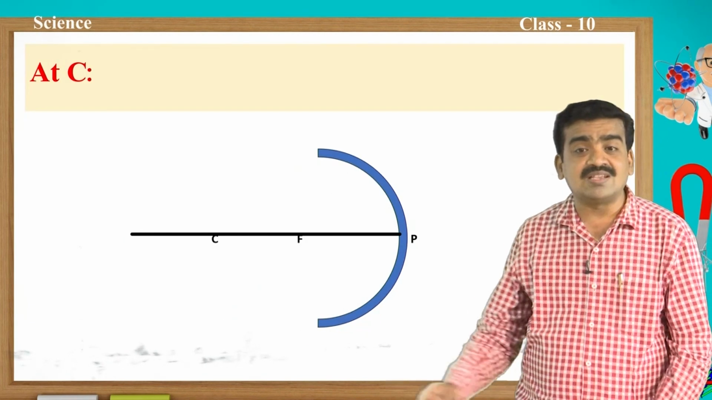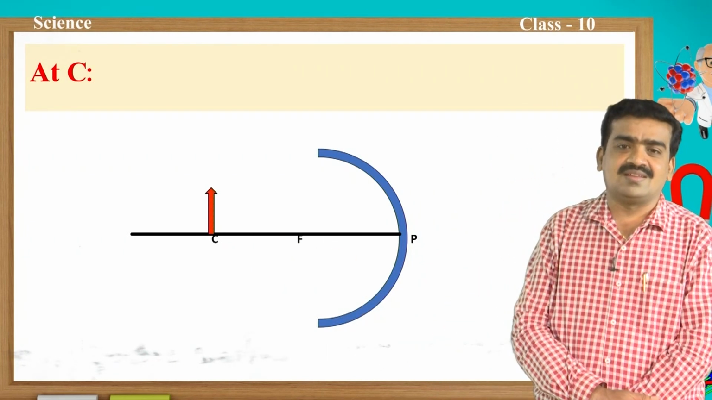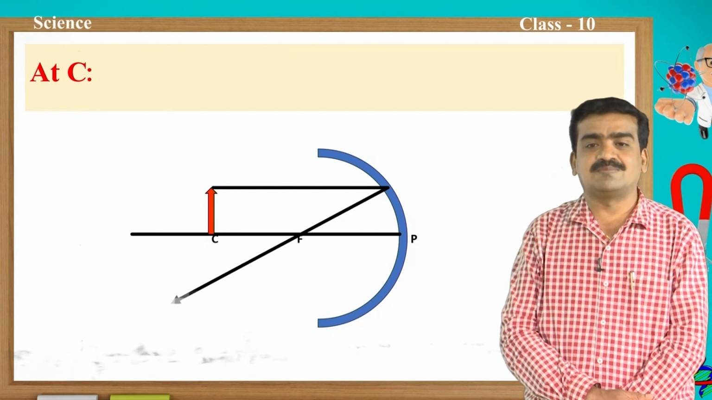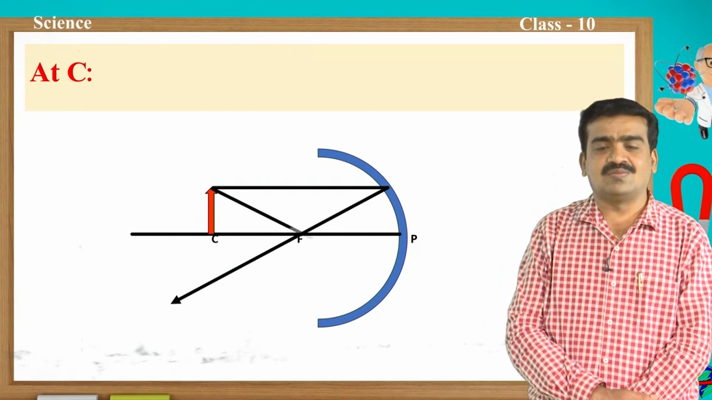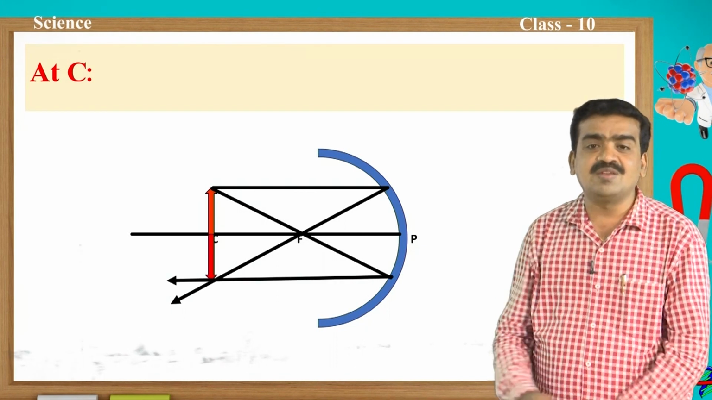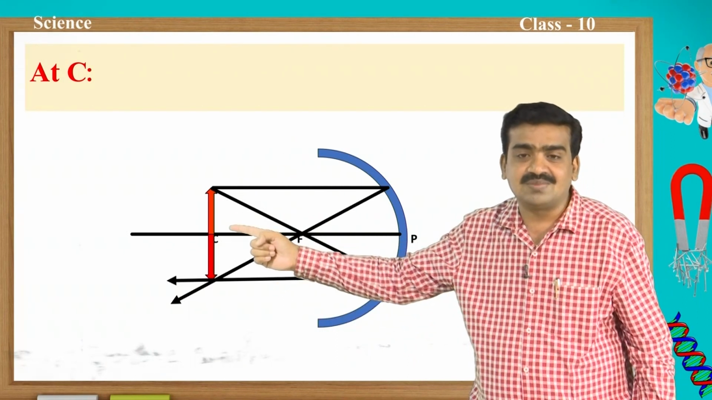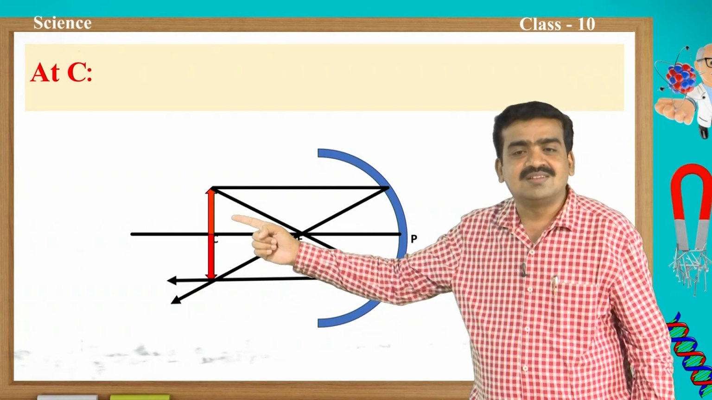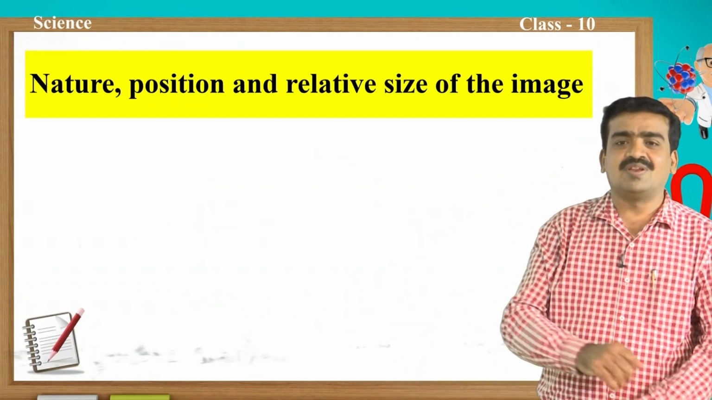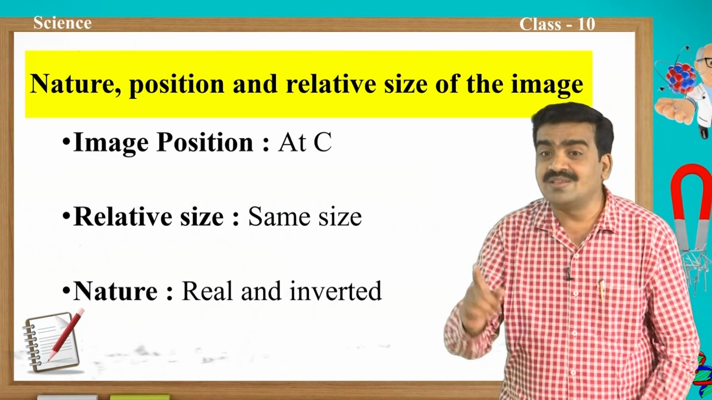Now, what happens if we place the object at the center of curvature, that is, at C? See, the ray here also passes parallel to the principal axis and after reflection it passes through the principal focus, and one more ray you are seeing there. Now observe where the image is formed. The image is also formed at C. Then compare the height or size of the image. Here both the object size and image size are the same, and here also we have an inverted image.